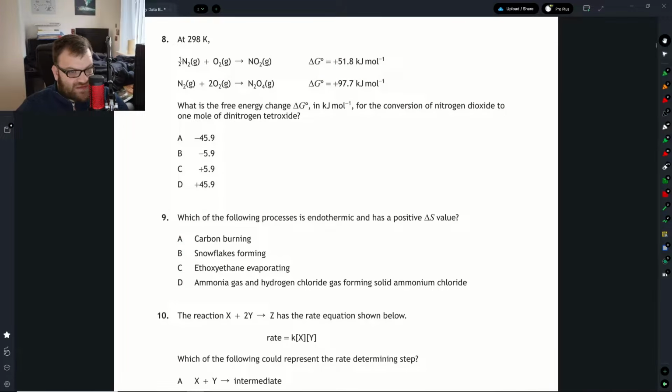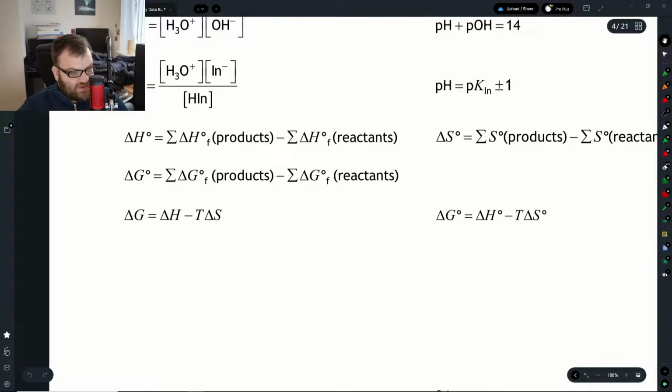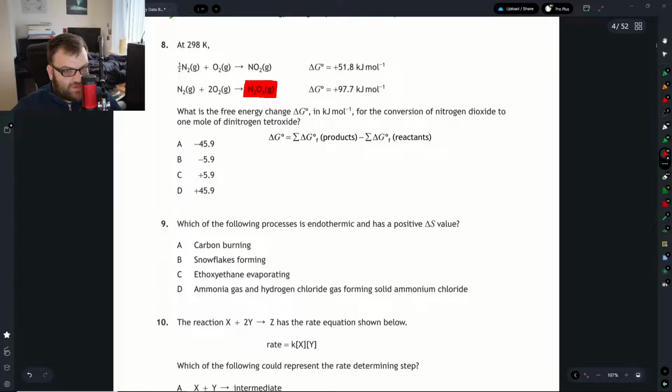In question 8, we're asked to calculate the delta G naught for this reaction. If we go to our data booklet, we're going to deal with delta G naught equals the sum of the delta G naughts for the products, take away that of the reactants. Dealing with the products one is going to be your dinitrogen tetroxide. This means that we're going to need to use 97.7 kilojoules per mole. We want 1 mole of that, so we only want to use that equation once, which gives us that number there. We're going to be taking away.